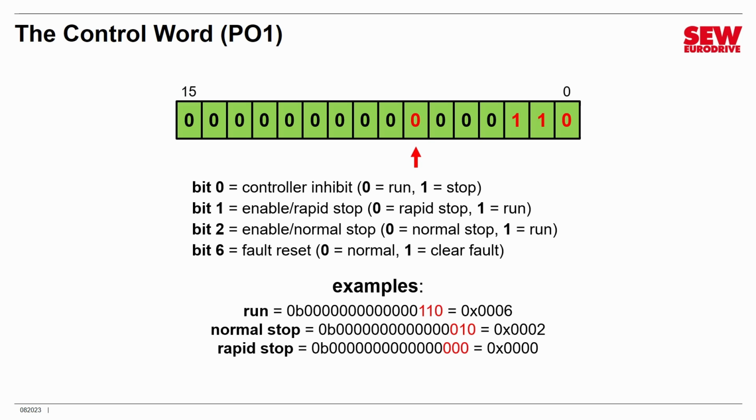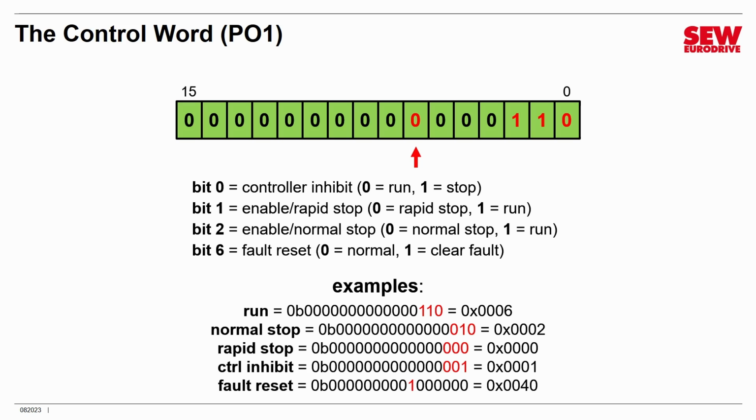And if I want to do a controller inhibit stop, which is often coast to stop, I send it as 0001. So these are the hexadecimal patterns you would send in P01 to do common VFD operations. Now, if I want to reset a fault, I would send it 0040, and then I would send it another pattern so that can reset a fault.